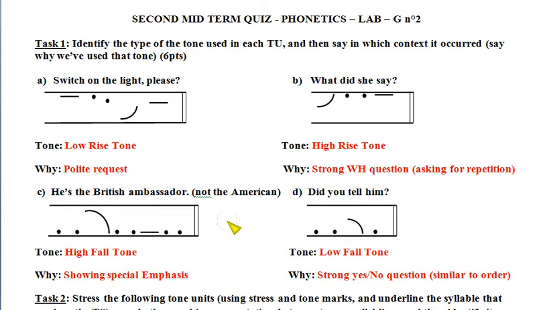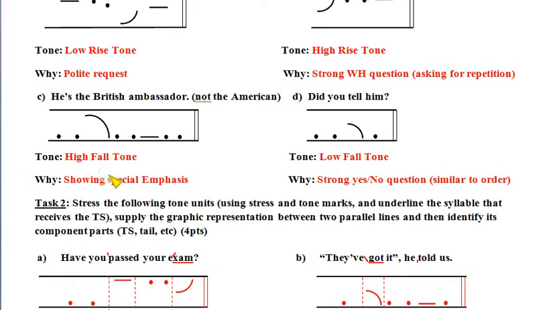We move to the next statement, which is, he is the British ambassador. Here we notice that the tone goes from a very high level to a very low level in the word British. So this tone is called high fall tone, and it is a statement where we show special emphasis.